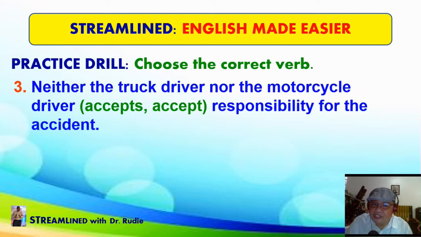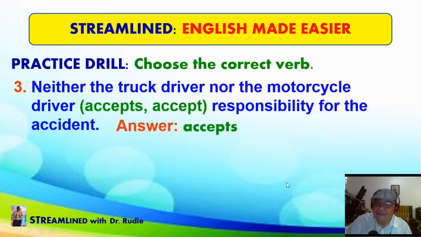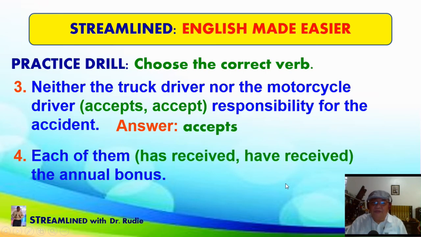Number 3. Neither the truck driver nor the motorcycle driver accept responsibility for the accident. And the correct answer is accepts.